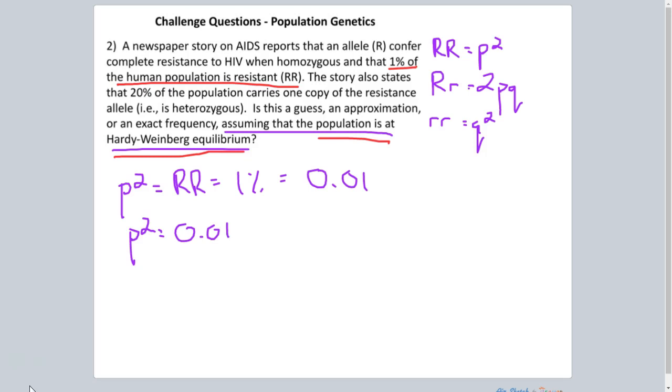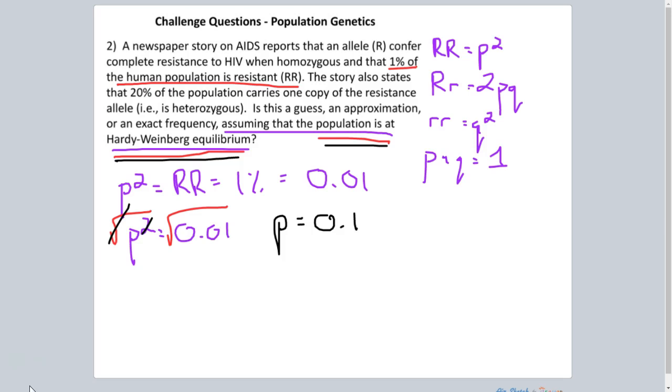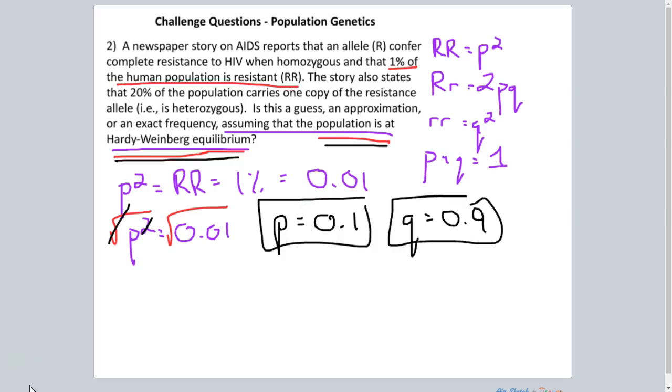In order to solve for p, we should take the square root of both sides of this equation. When we take the square root of p squared, we're left with just p. The square root of 0.01 is equal to 0.1. So in this question, the allelic frequency for the dominant allele is 0.1. If you remember from the previous question, p plus q must always equal 1 for any population that is in Hardy-Weinberg equilibrium. And so if p is equal to 0.1, q must by definition be equal to 0.9. The two allele frequencies, when added together, must equal 1.